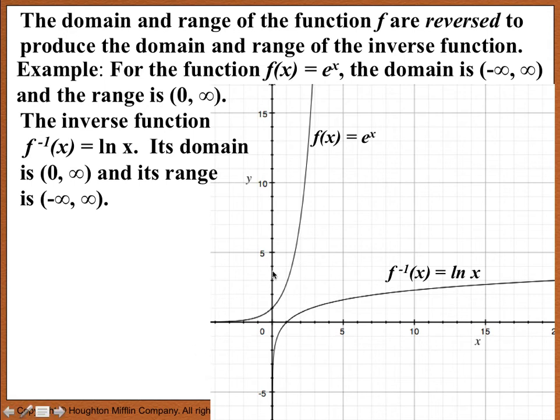Now, because of limitations in graphing, it appears that the graph of e to the x touches the x-axis, but it doesn't. The x-axis is an asymptote. So even though the graph of e to the x approaches the x-axis, it never actually touches it, because 0 is not actually part of the range of the function e to the x.